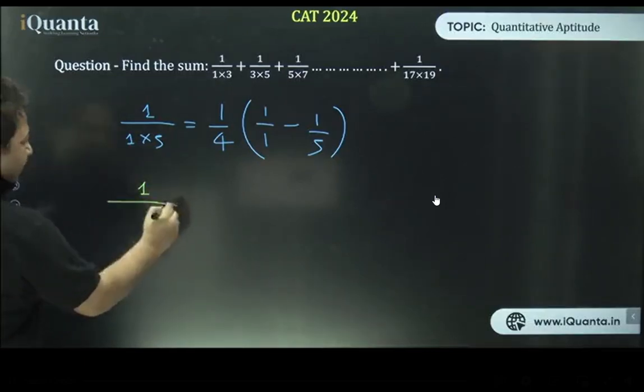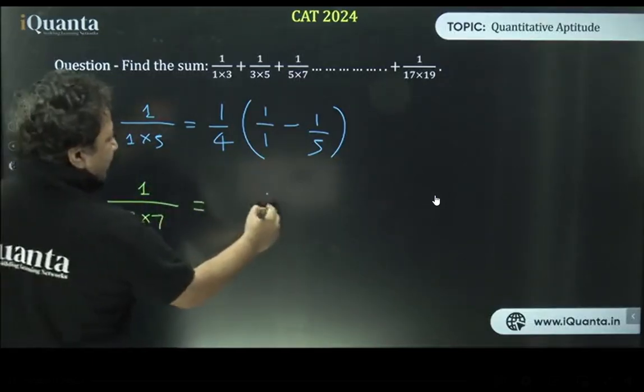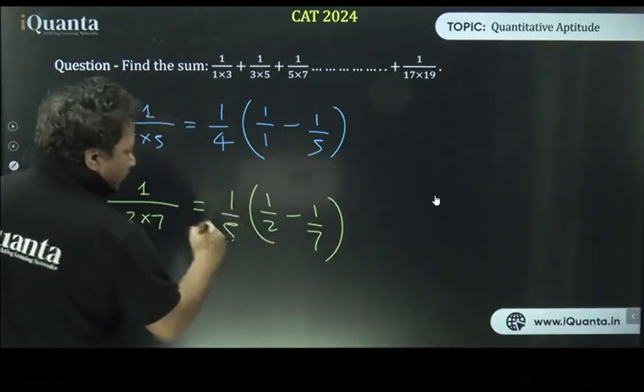कोई बोलेगा बताओ 1 upon 2 into 7 क्या होगा? तो आप बोलोगे 1 upon 2 minus 1 by 7, डिफरेंस 5 का है, 1 by 5 लगा दो. Done.